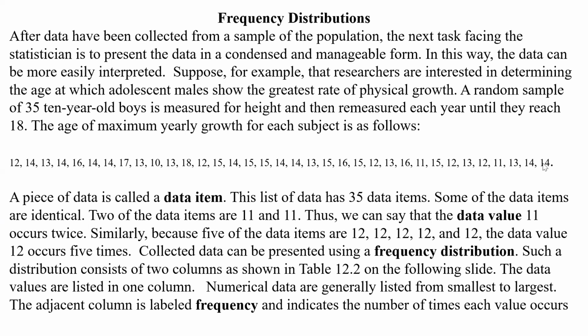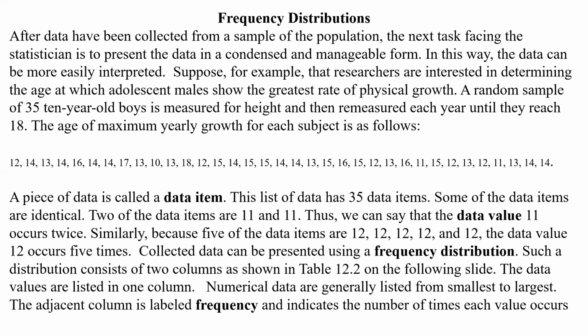Now, some of the data items are identical. If you notice, we have a 14 and a 14 and a 14, and we have different ones. So we have two of them that are 11, and so we can say the data value 11 occurs twice. Similarly, because five of the data items are 12, the data value 12 occurs 5 times.